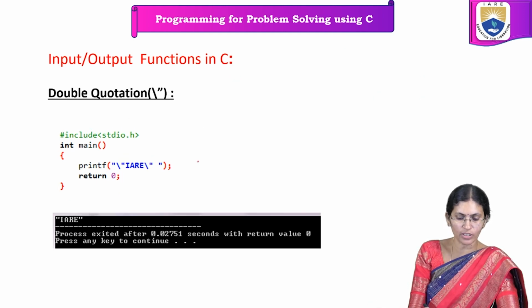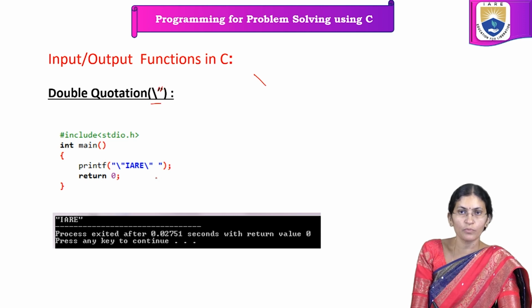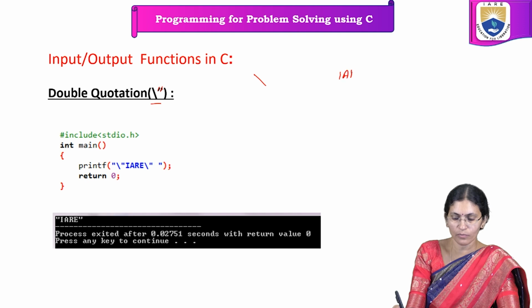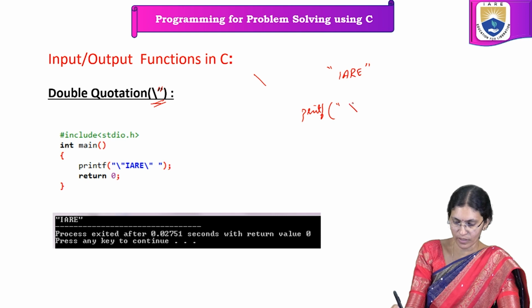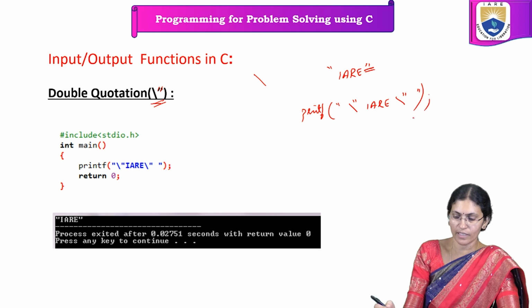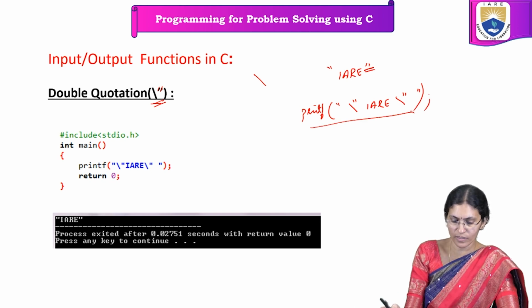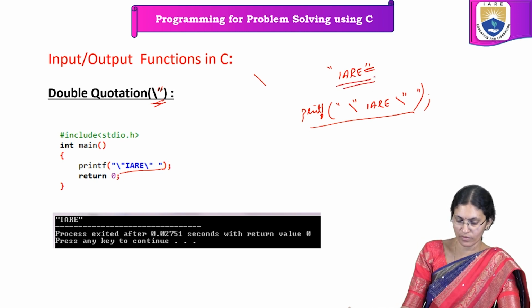Next one is double quotation. So double quotation is denoted by \ and then double quotes. So this is a program to illustrate. Suppose we want to display IARE in double quotes. So that you can do by using printf, by introducing this double quote escape sequence in the program. So double quotes IARE, and then again, because here also we need to display double quotes, and then semicolon. So this printf statement will display IARE in double quotes.